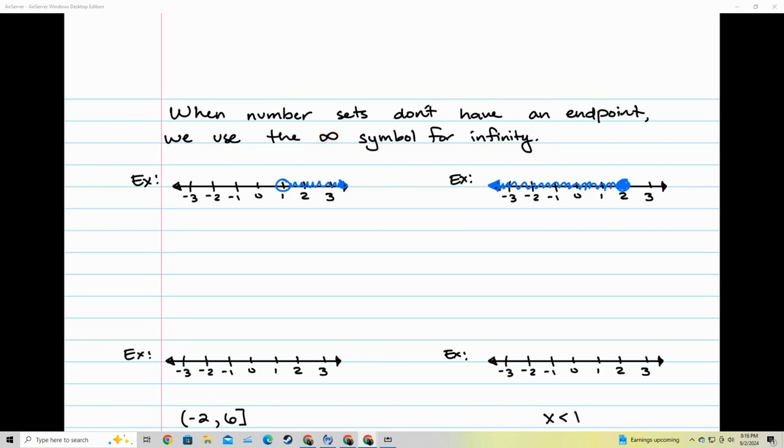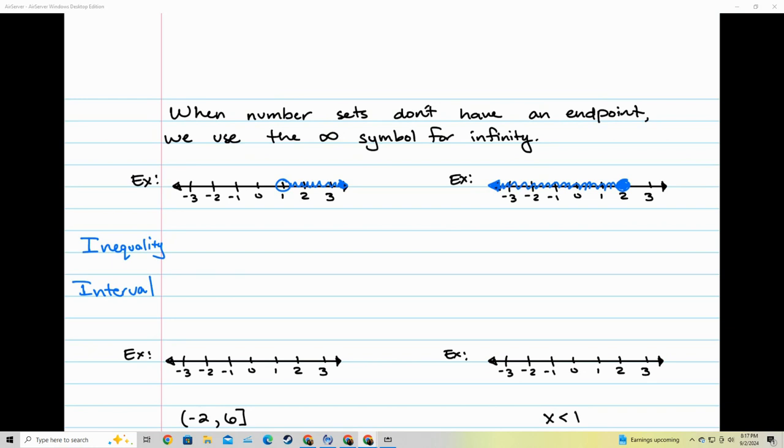All right, so for these ones, we're going to do 2 different ways. We're going to do inequalities, and we're going to do interval notation when there's only 1 boundary point. Let's see, inequality and interval.